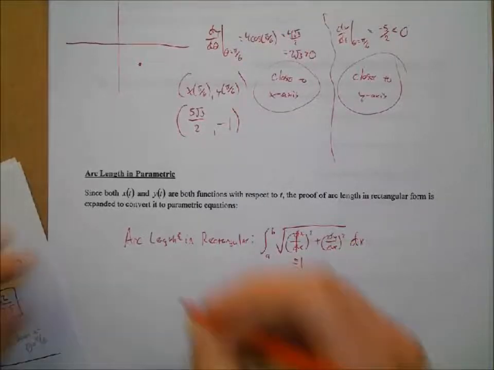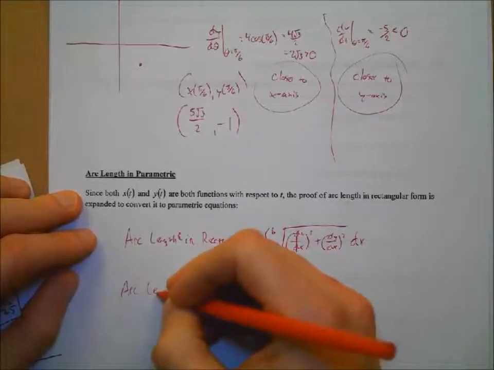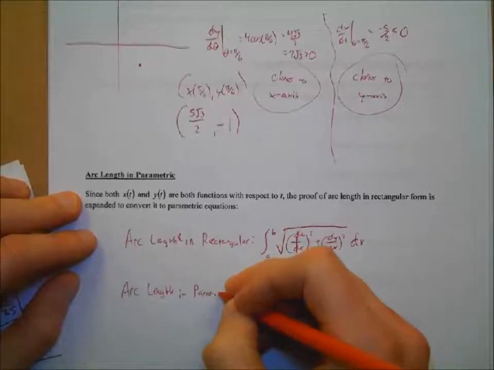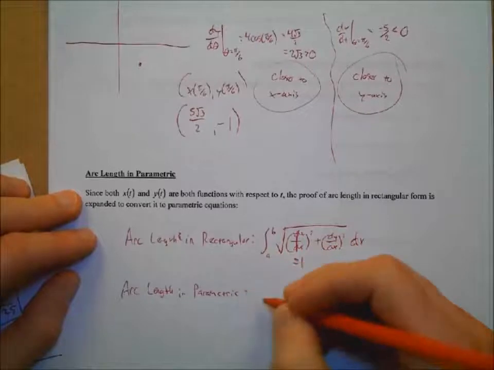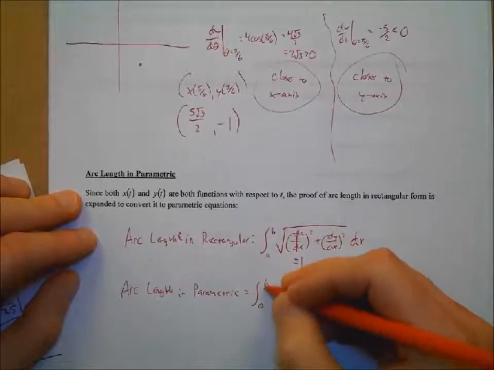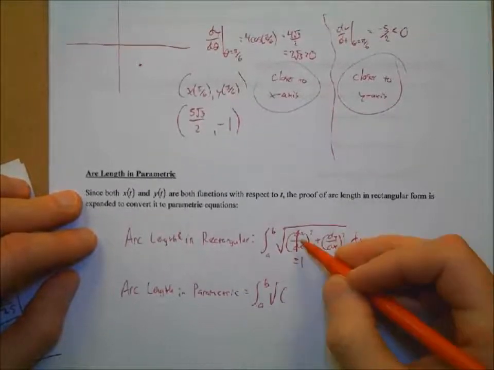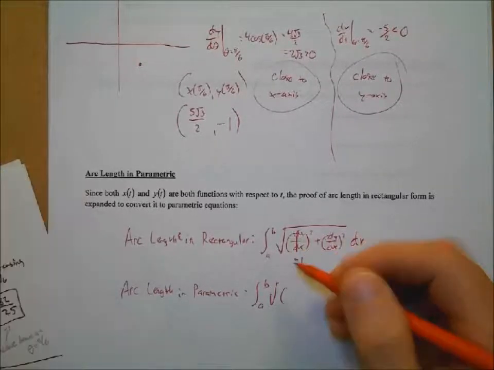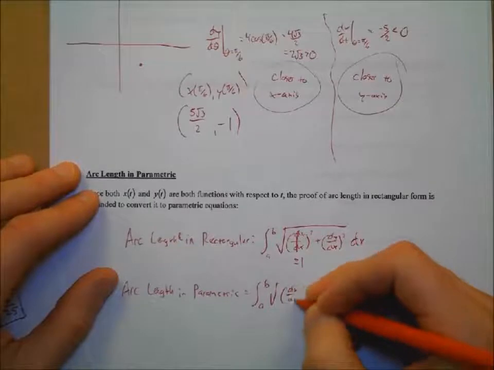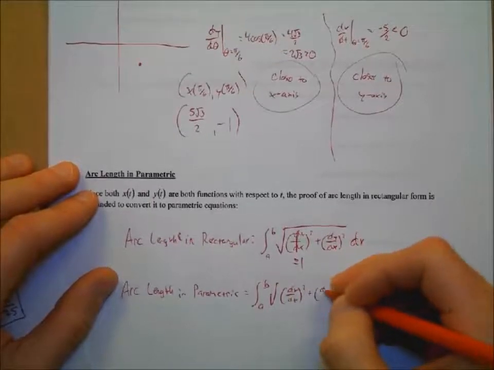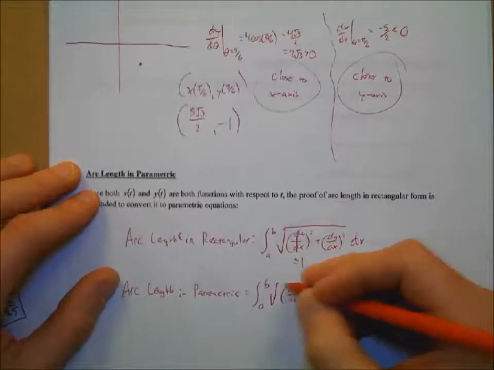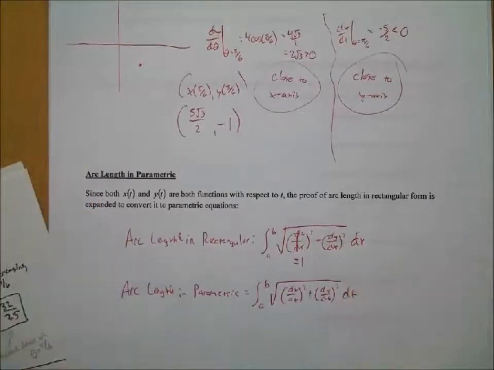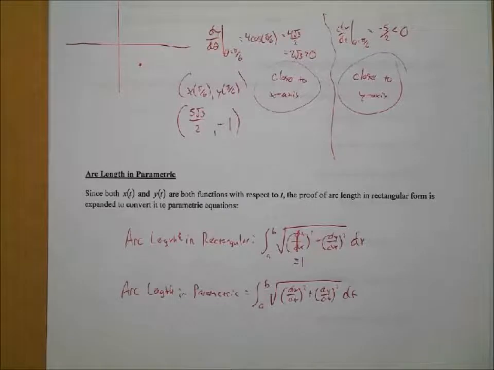Well, arc length of parametric is, again, the integral from a to b of the square root, but now we're not taking the derivative with respect to x anymore. We're taking the derivative with respect to what? So it's going to be dx/dt squared plus dy/dt squared, and then we're going to integrate with respect to t. Exactly, with respect to t. Okay?